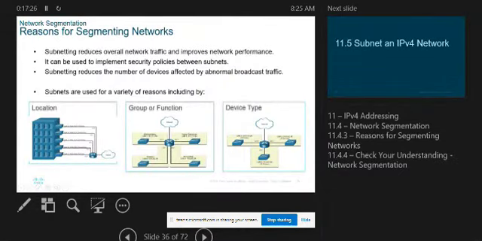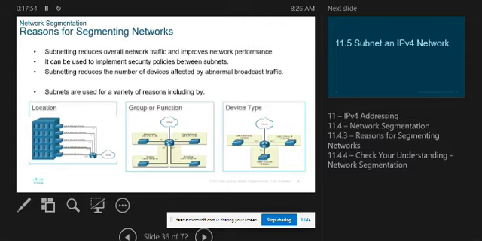Subnetting reduces the overall network traffic and improves network performance. It can be used to implement security policies between networks or subnets. Anytime they say subnets, just so you guys know, they're just referring to a different network. A subnet is just a smaller network. It's just another word for network. Subnetting reduces the number of devices affected by abnormal broadcast traffic.